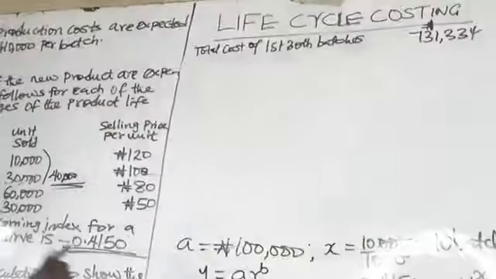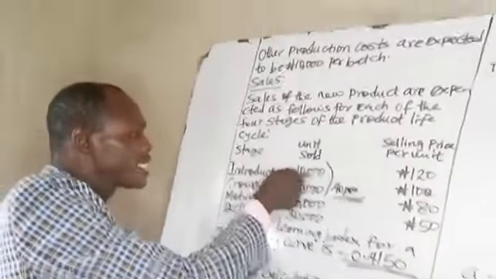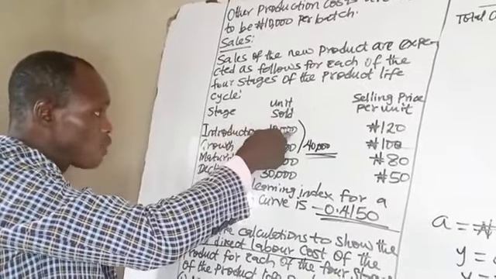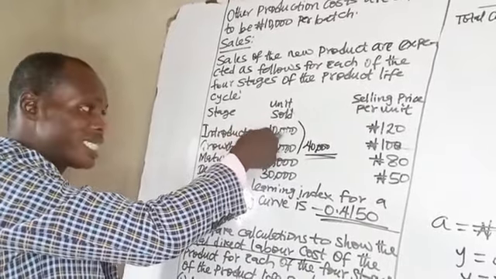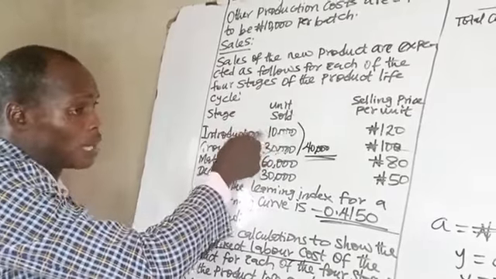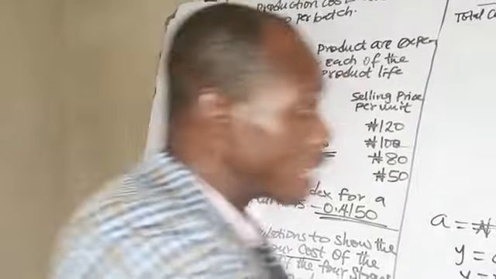Then let's remove the cost of the first 10,000, which is 10 batches. 10,000 divided by 1,000 gives us 10 batches. The 1,000 is given in the question, the first batch. You were told the batch is in 1,000 units. This is that 1,000 we normally use to divide it.